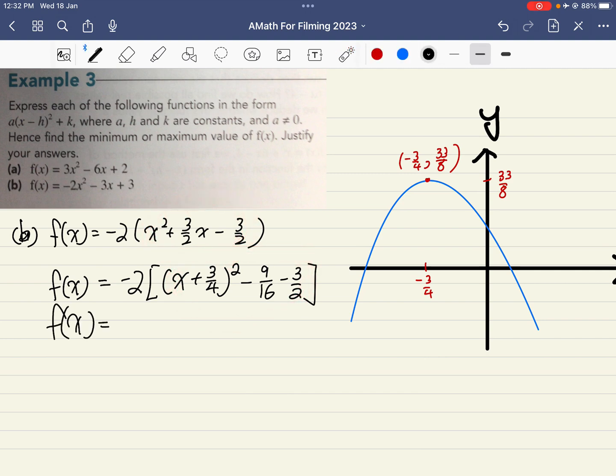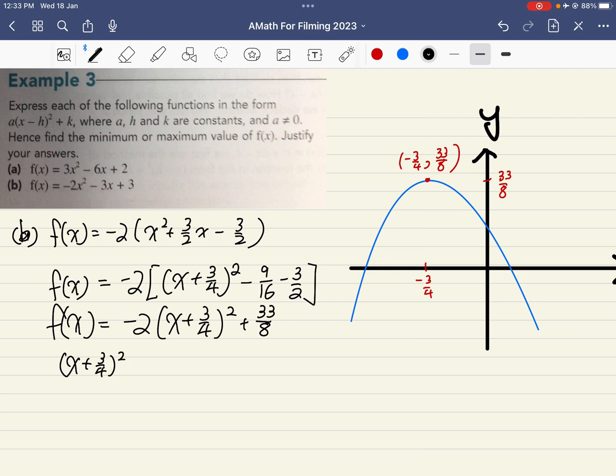So my function is equal to -2(x + 3/4)² + 33/8, if I simplify everything. Now, how am I going to work this out? How am I going to justify my answer? I've already drawn the diagram here showing a maximum point, but to explain my answer, again, we start with (x + 3/4)².